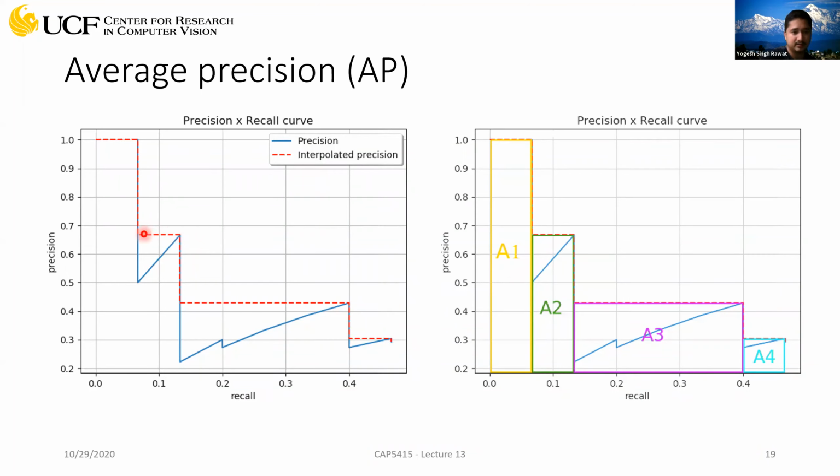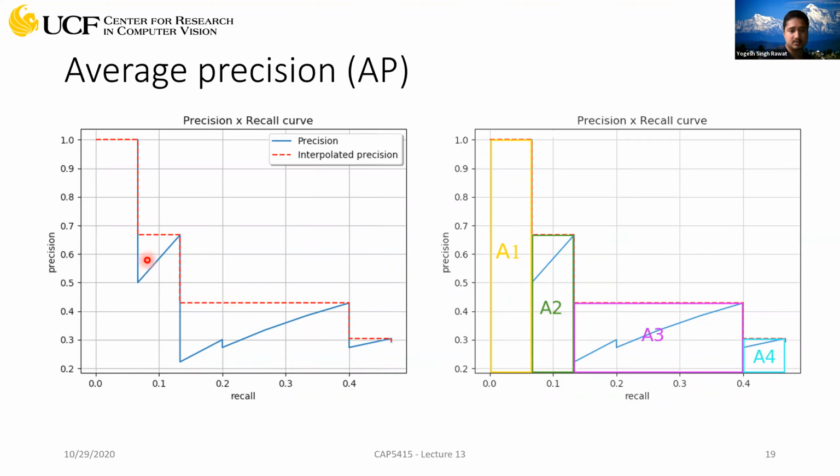So you will get a curve like this. And then there is a drop because you will come here. And as you move to the right, again, the maximum precision value you have is 0.43 here. So you just take that value and complete this curve. And you're going to ignore this curve here.